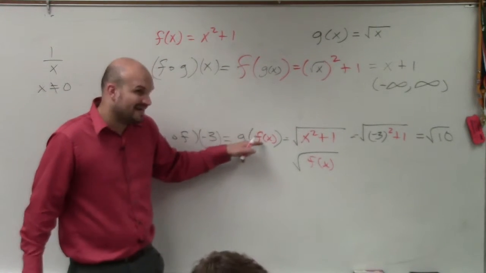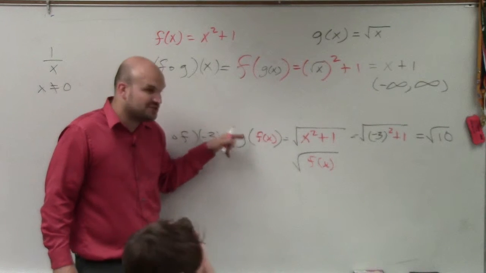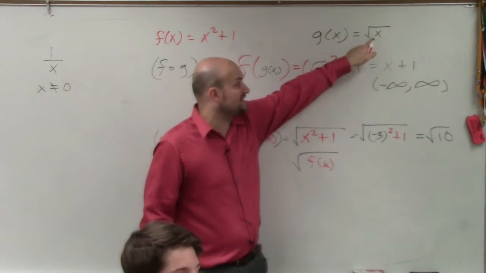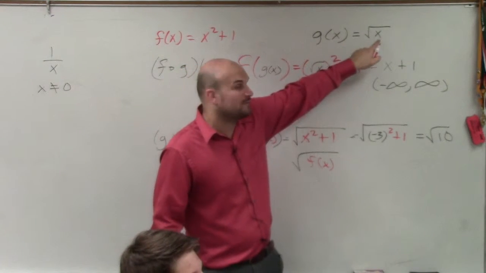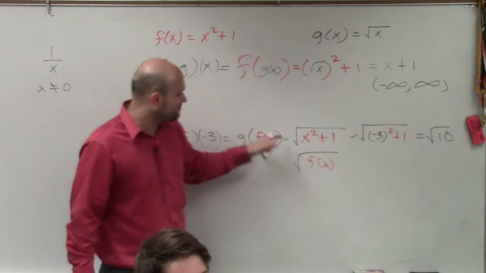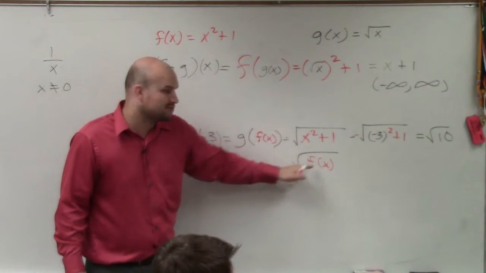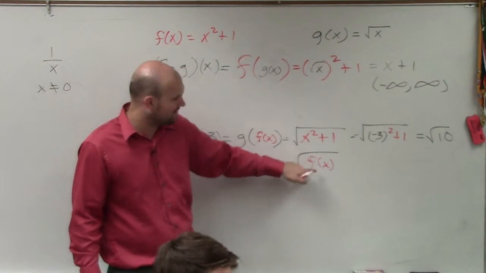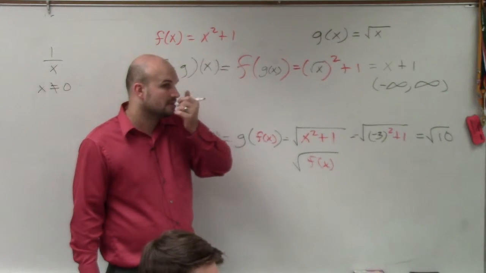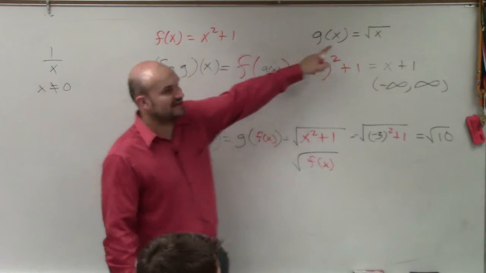You're plugging in the f of x function into the g of x function. The input value for the g of x function is x. So whatever is for my input, I'm going to plug that in for x, right? So my input is f of x. So I'm going to plug f of x in for x. Well, what is f of x equal to? X squared plus 1. Because that's what g of x equals.